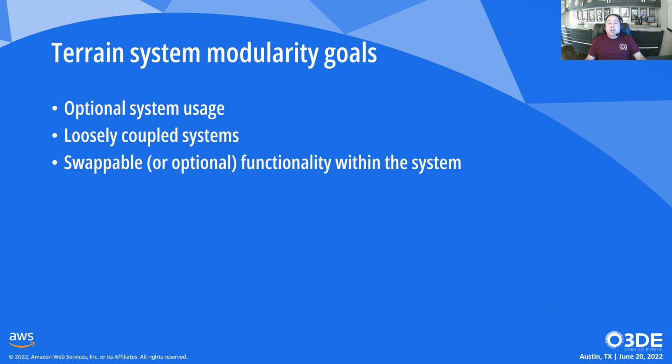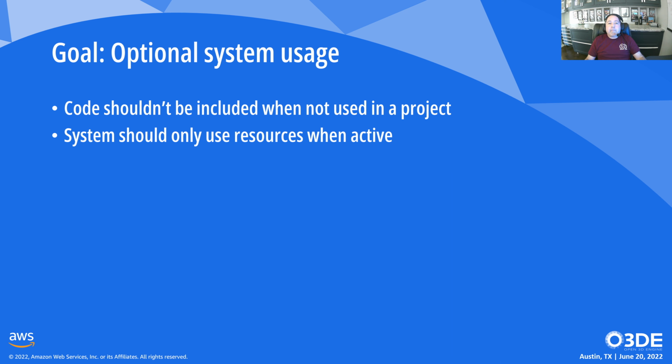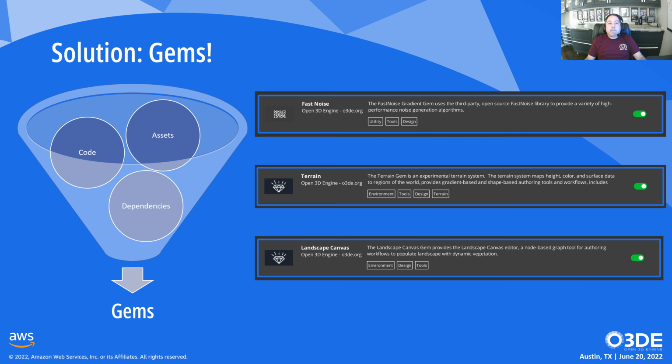With system modularity, the goals all really come down to creating optional and replaceable system pieces. We'll dive into each aspect of this a little more closely. At the highest level, there's making the entire system optional. Not every project needs terrain. At the highest level, a modular terrain system should mean that the entire system is completely optional. If people don't want to use it, it shouldn't exist or consume resources.